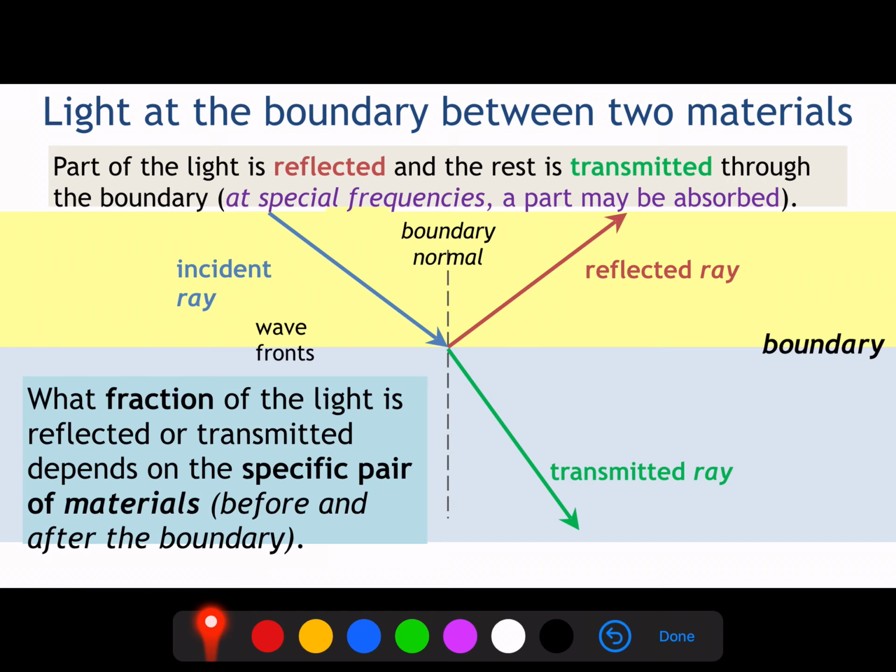The reflected ray and transmitted ray are actually, though, happening usually simultaneously. We're just looking at each one individually first. So, as I said, focusing on reflection only for today.